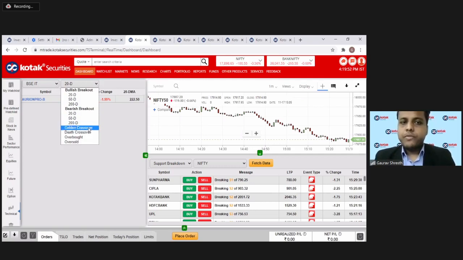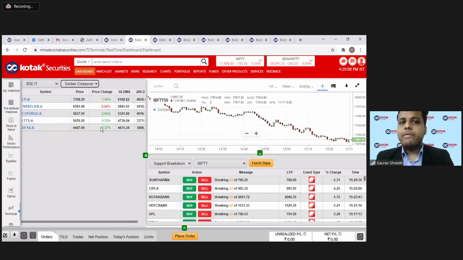There is also an option of a golden crossover and a death crossover. So the chart that we have just seen, if the 50-day moving average is crossing above the 200-day moving average of a particular stock, then that particular stock will show up in the golden crossover.